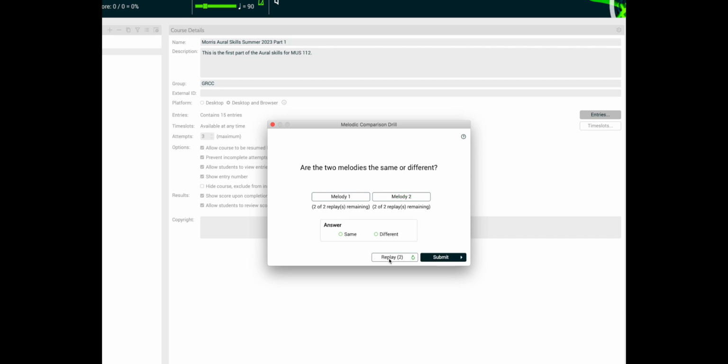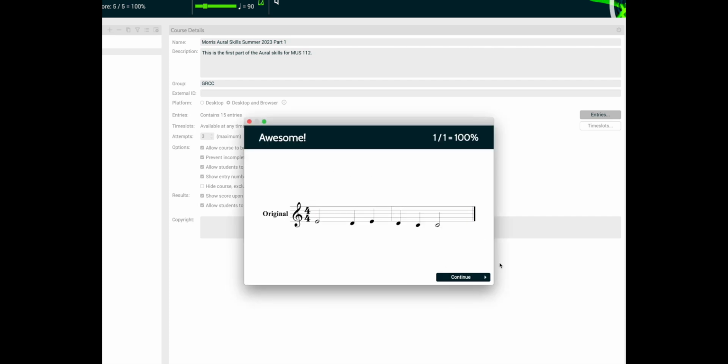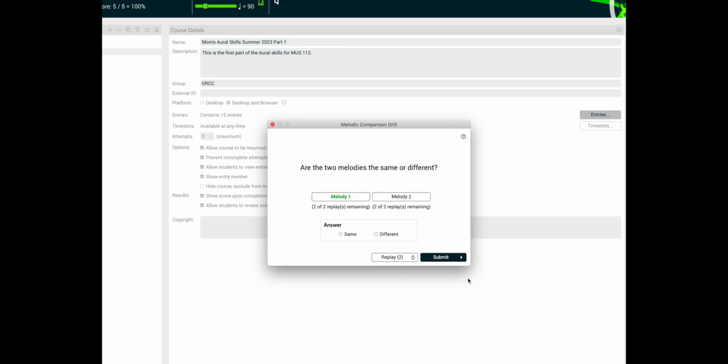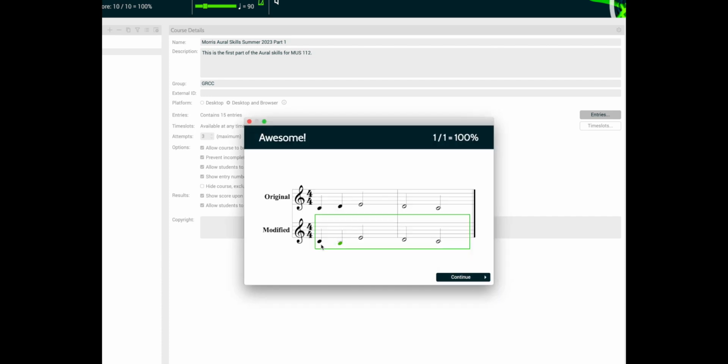Again, I can replay them by clicking on the replay button, but those to me sounded the same. So they were. Let's go on. Definitely different. So just click on that. As you can see right there, they show you. There's really only one note difference, but it was the second note, so it was pretty obvious because the second note in the first one went up and the second note in the second one went down. So that was pretty obvious that was different.